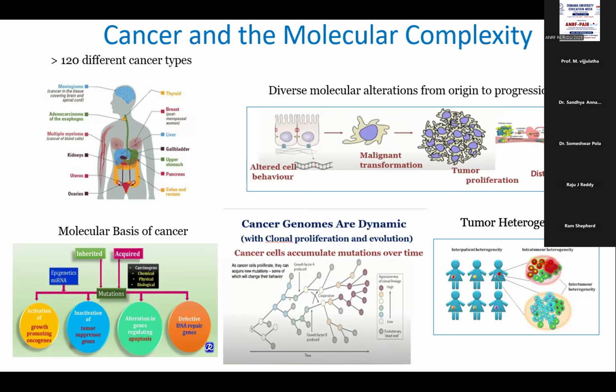Molecularly, there are different genes and mutations which are implicated in cancers. Basically, they could be oncogenes or tumor suppressor genes, or genes that regulate apoptosis or DNA repair genes. Most of these mutations are acquired, and very few genes or mutations are hereditary in different types of cancers. Most importantly, cancer genomes are dynamic. It is not a single disease, and the genome changes.